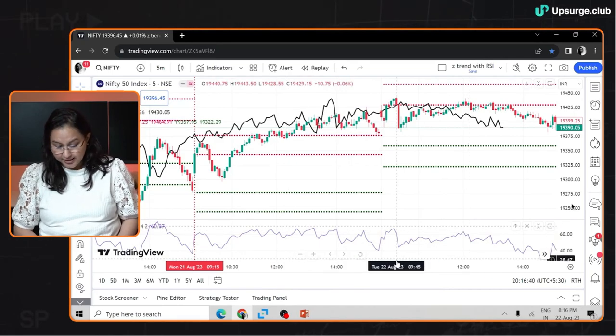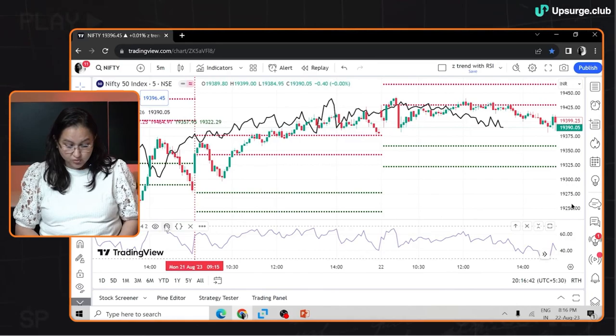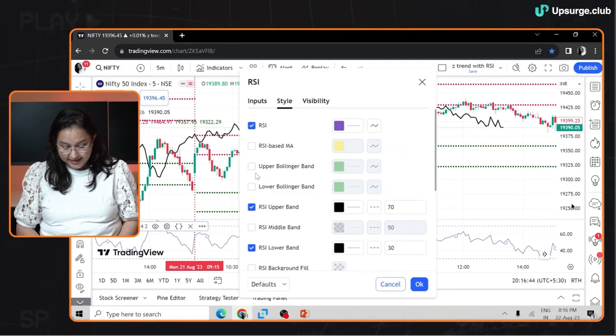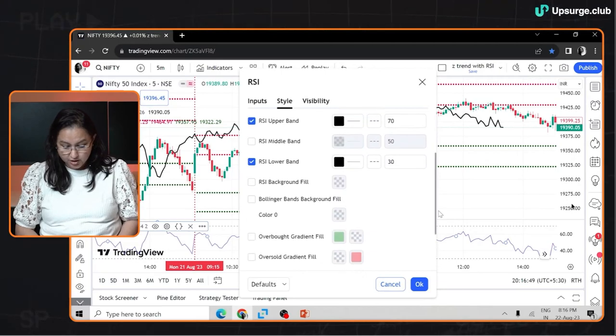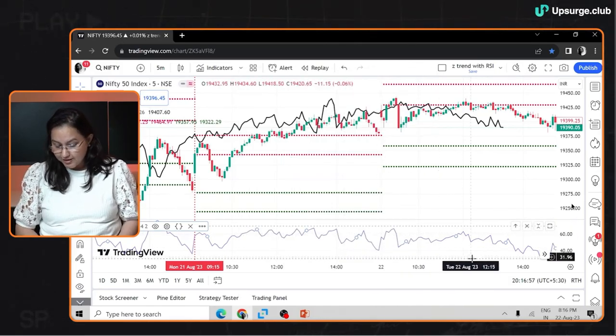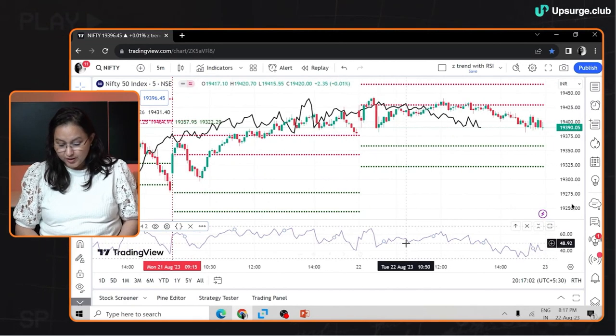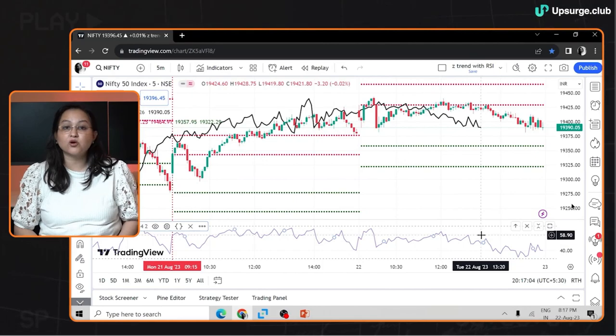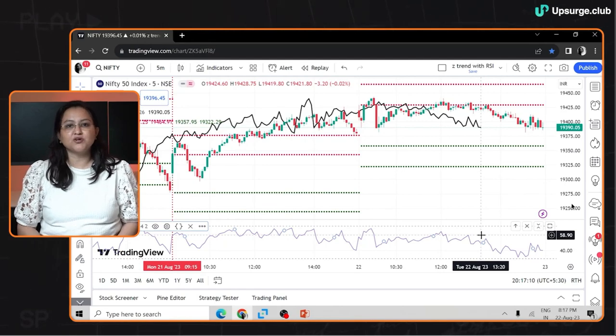So if you see, we can also add, if you want, maybe a shaded area of the upper band, if you're comfortable with it, to give you an overbought or oversold gradient. It will tell you that when the prices are above the 70 mark or below the 30 mark, it will give you a hint as to where the prices are, whether they are oversold or overbought, and give you the entire setting of the RSI intraday strategy for indices.